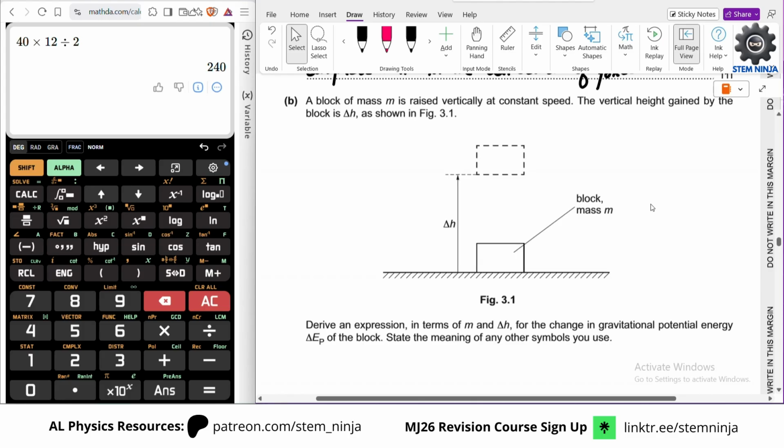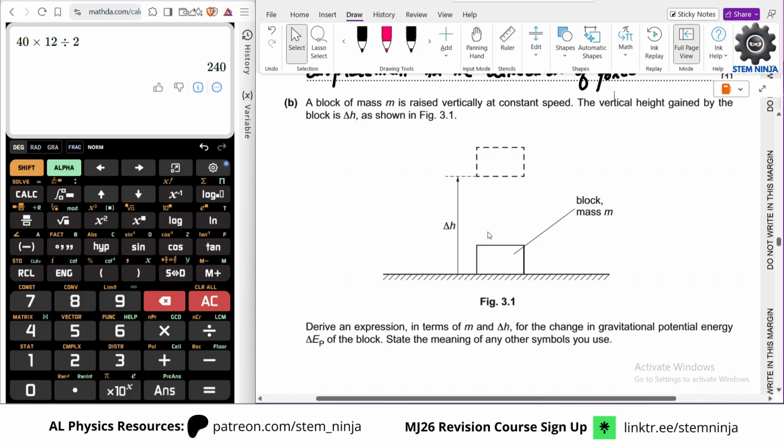A block of mass m is raised vertically at constant speed. The vertical height gained by the block is delta h, as shown.